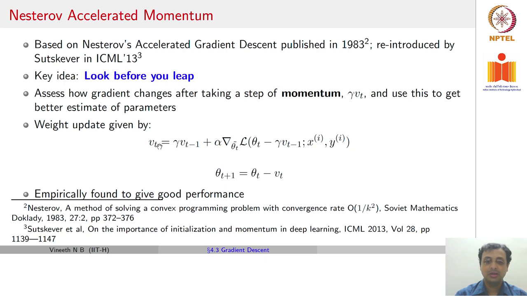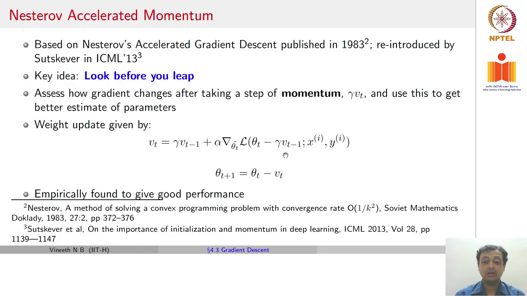So we're saying now that this equation is very similar to what you saw for the momentum equation. Vt is equal to gamma Vt minus 1 plus alpha times the gradient of L with respect to parameters x and y. What's the difference here? If you observe carefully, the main difference between this equation and the equation that we had a couple of slides back for momentum is this term here. This term for momentum was simply theta t, but this term for us now is theta t minus gamma times Vt minus 1. What does this mean?